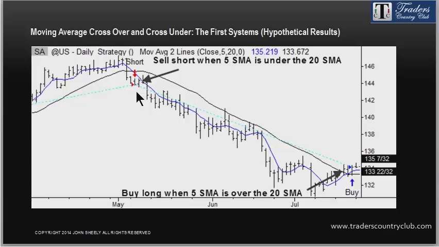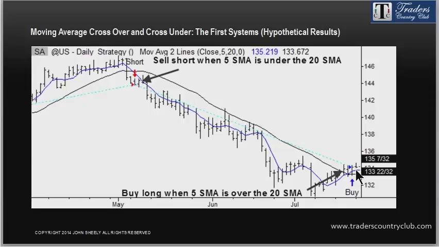One of the first methodologies sold to the public was the 5 and 20 system. It was simple enough. You sell and go short when the 5-period moving average was less than the value of the 20-period moving average. In the chart, the 5-period moving average would appear as if it was crossing under the 20-period average. If the 5-period moving average crossed over or was above the value of the 20-period moving average, this would be a buy signal.